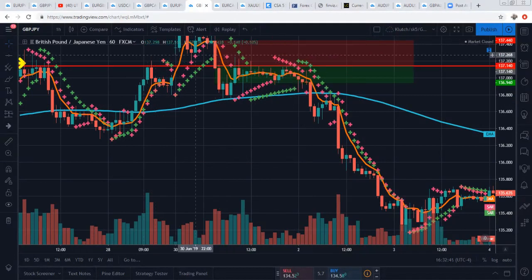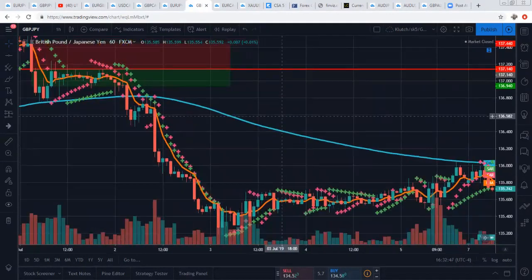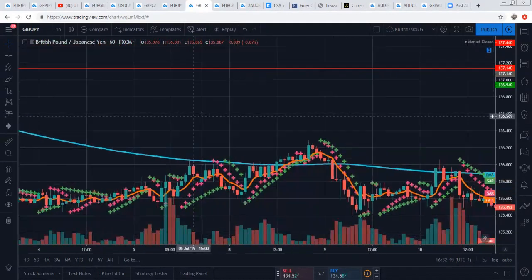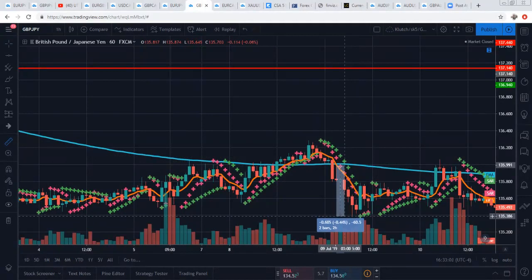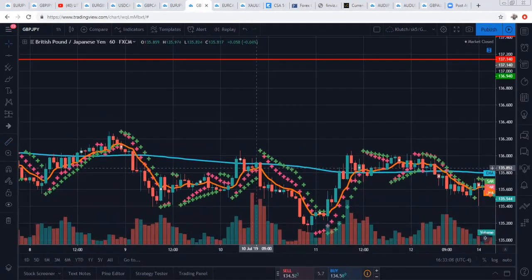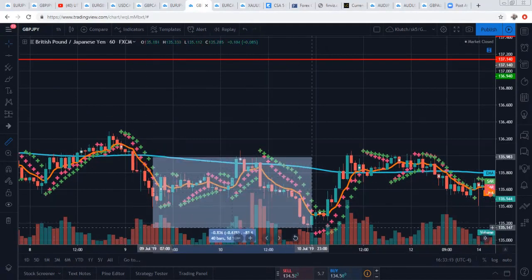But that's the sell limit right here at this number, 137.140. Let's see if it came back up there. No, it didn't. Then we had the 4 cross the 50 down again. We could have got pips. Right there's another 60 pips. It went as low as here. So let's see. 89 pips.